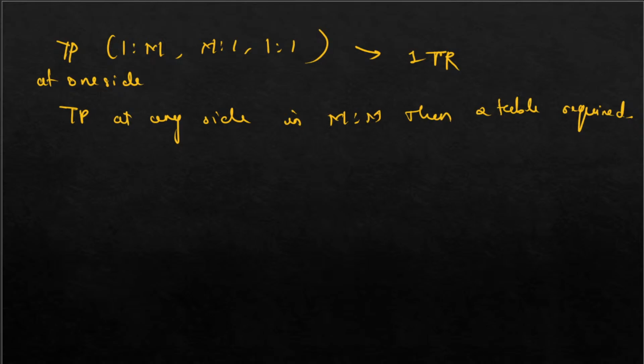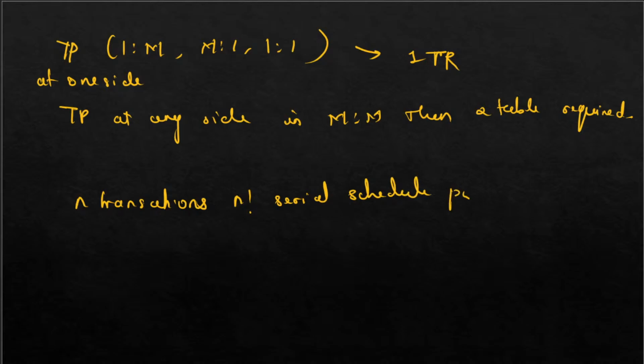Okay, then what is a schedule? A sequence of instructions that specify the chronological order in which instructions of concurrent transactions are executed. And what is a serial schedule? Execution one by one. And a non-serial schedule is interleaved execution of 2 or many transactions. So for n transactions, n factorial serial schedules are possible. Okay.